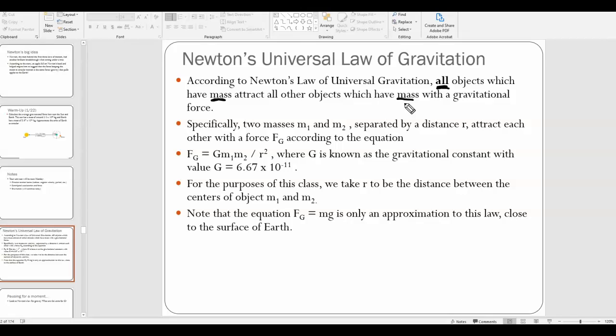Now, let's look more at Newton's law of gravitation, the equation, the actual law. Newton's law of gravitation looks something like this. To calculate the force of gravity between two masses, we have a capital G, which is known as the gravitational constant. It has a value of approximately 6.67 times 10 to the negative 11. Notice it's a very small exponent, written in scientific notation.